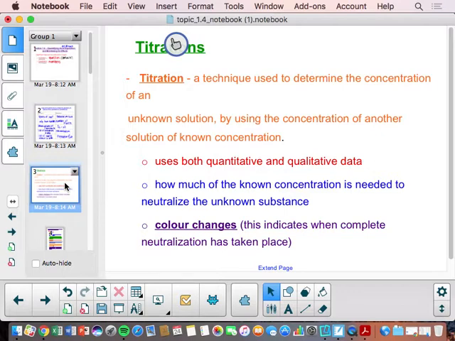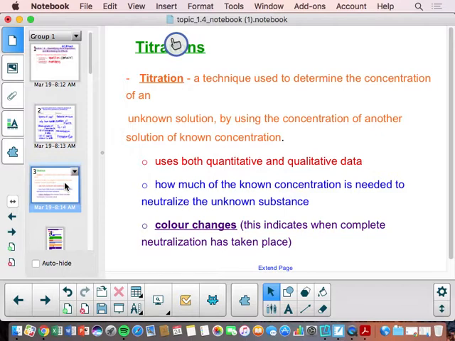Titrations. So, just like that, it jumps right into titrations. But titrations is something that I would like to do with you. It's probably what we're going to do tomorrow, a lab of titrations, because it's a fun activity, I think, using acids and bases. So I'll explain what that exactly is. It says titration is a technique used to determine the concentration of an unknown solution by using the concentration of another solution of known concentration.